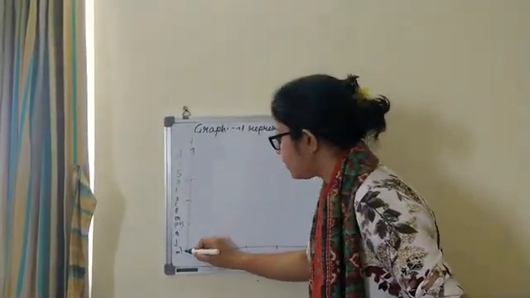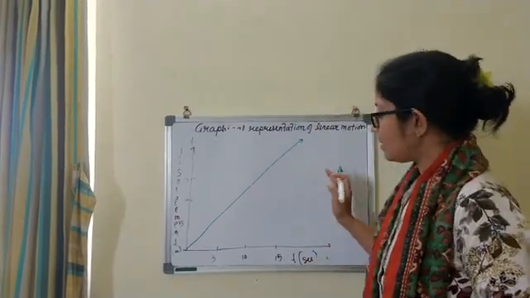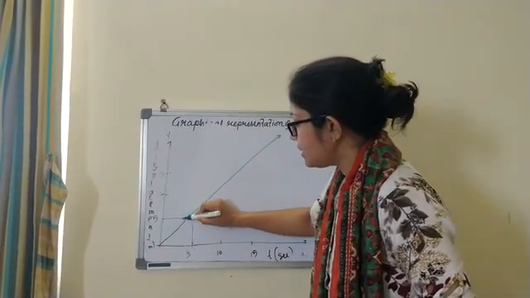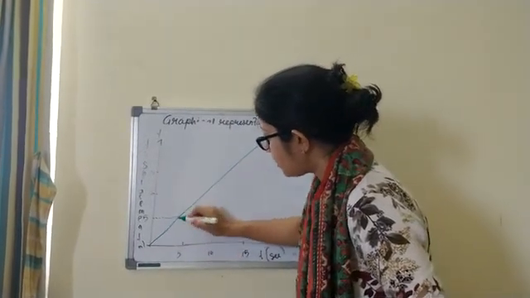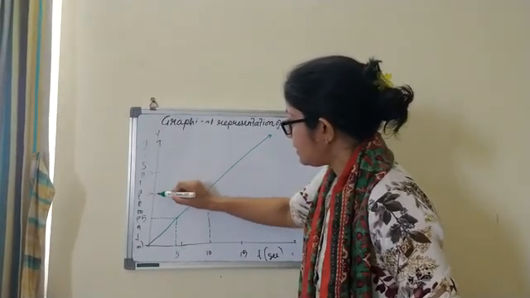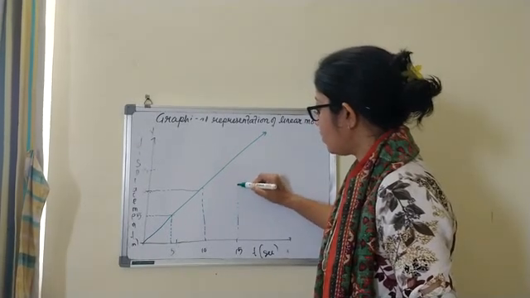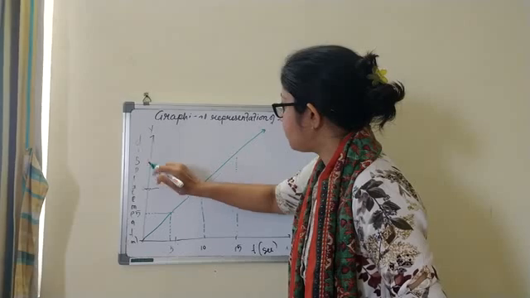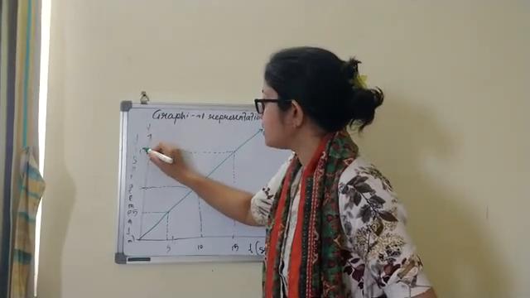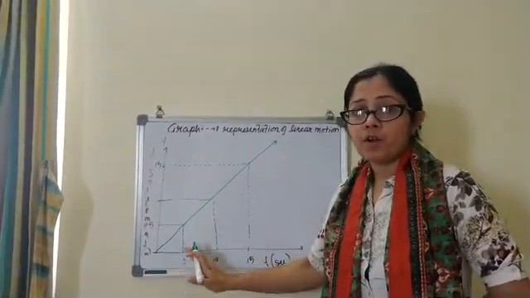Now I will draw another graph. This is a line that is going straight like this. Now let us see what we can infer from here. At 5 seconds, it has travelled 5 meters. Then again at 10 seconds, it has travelled 10 meters distance. At 15, let us keep 15 here. How much distance has it travelled? 15 meters.